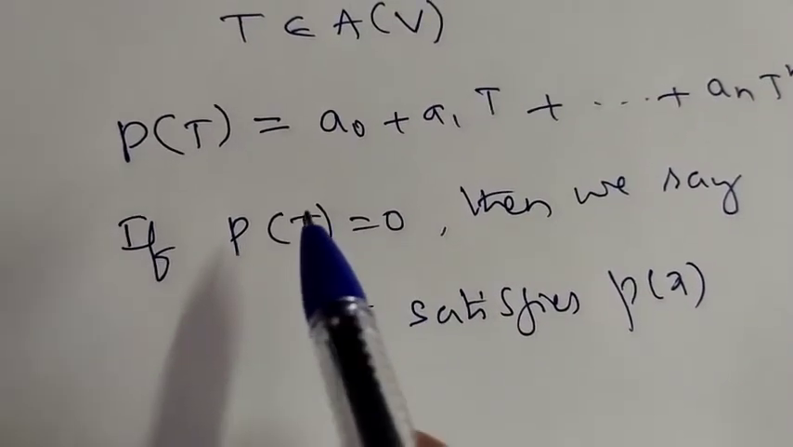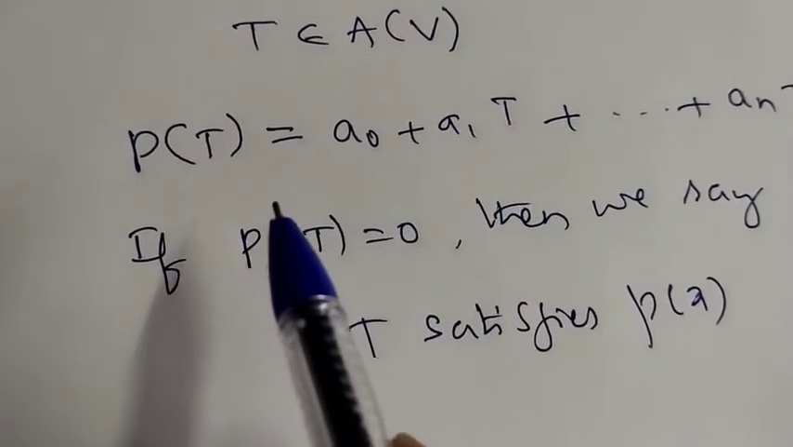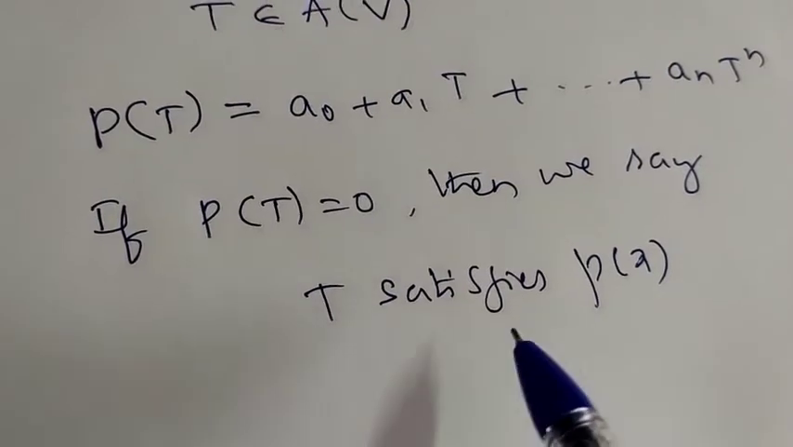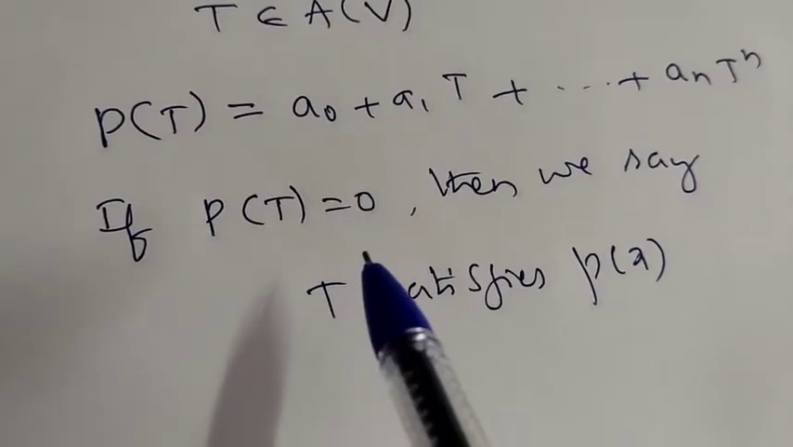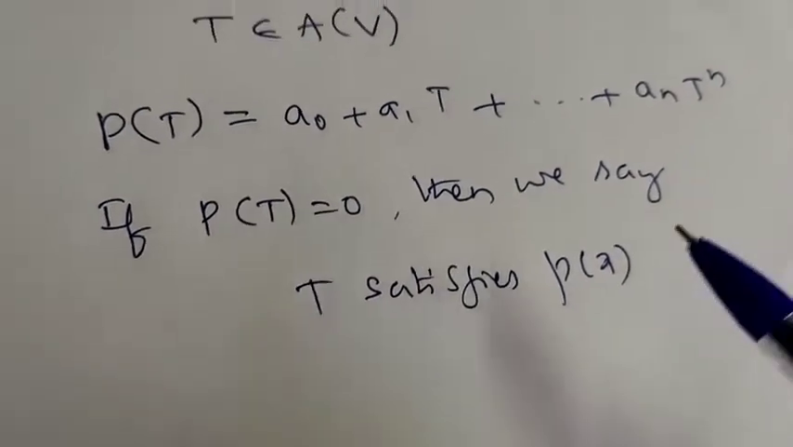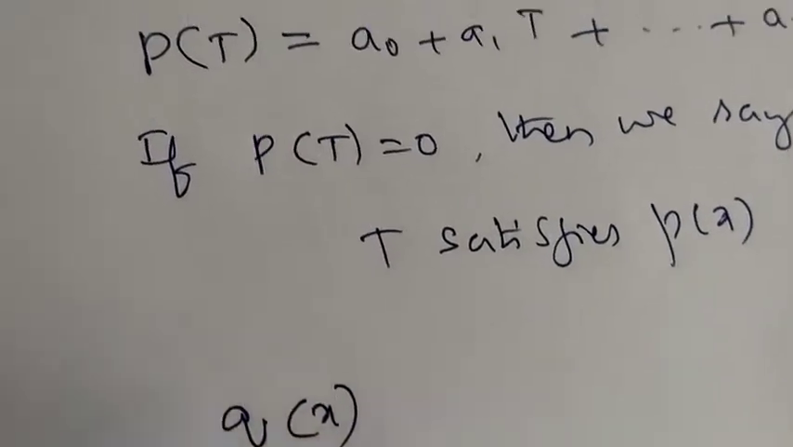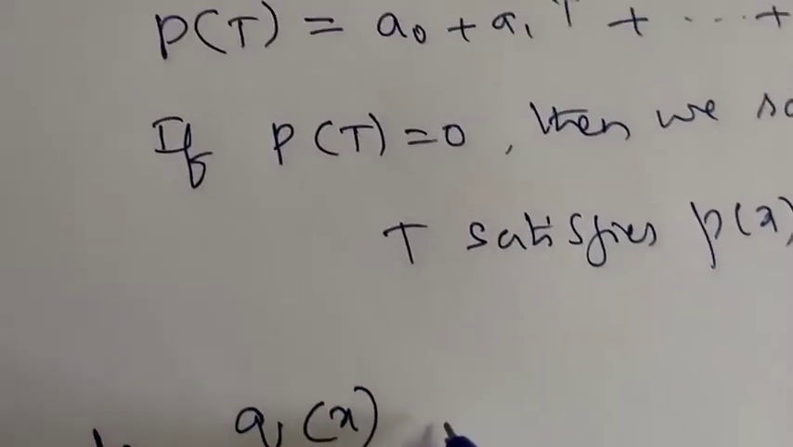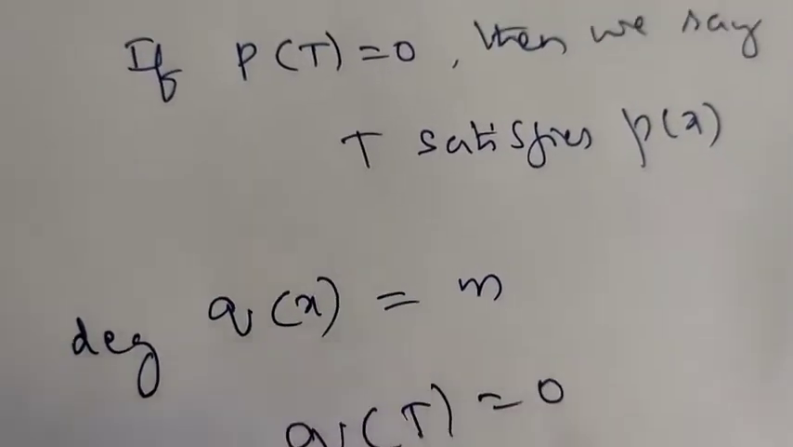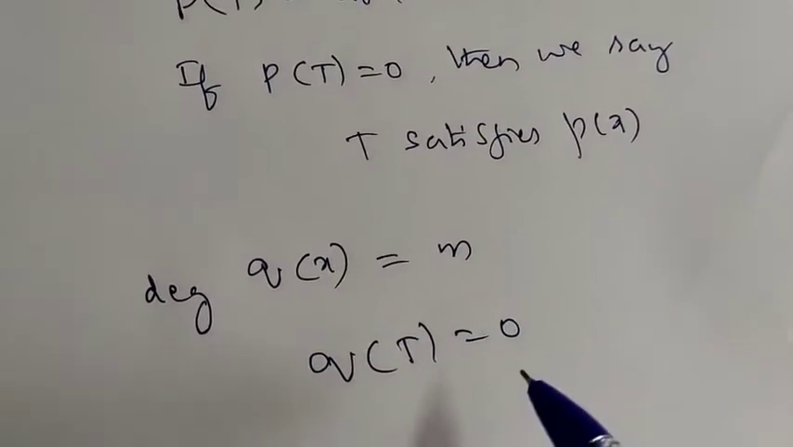So any value x0 such that P of x0 is 0 means x0 is a root of the polynomial P of x. Here P of T is 0 means we say T satisfies P of x or T is a root of P of x. T may satisfy some other polynomial, say q of x, of degree m, such that q of T is also 0. T may satisfy P of x as well as q of x.